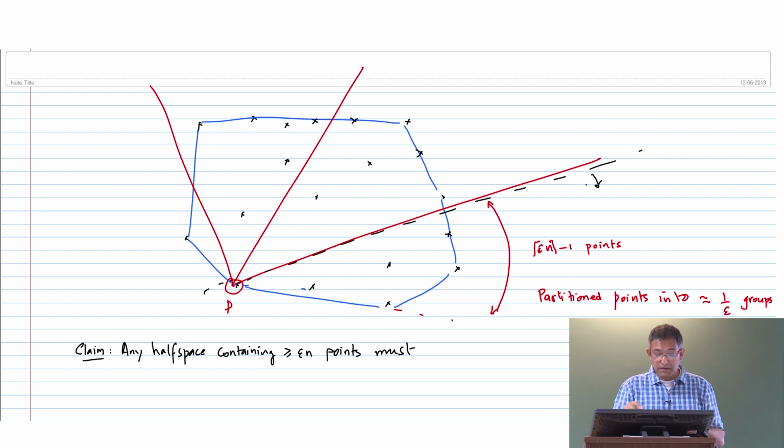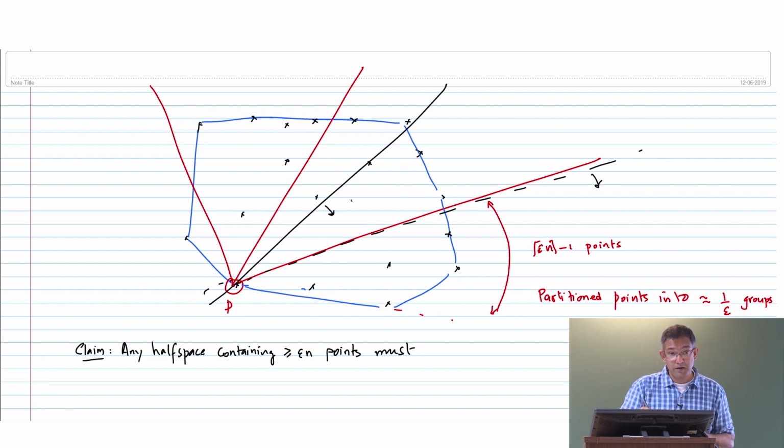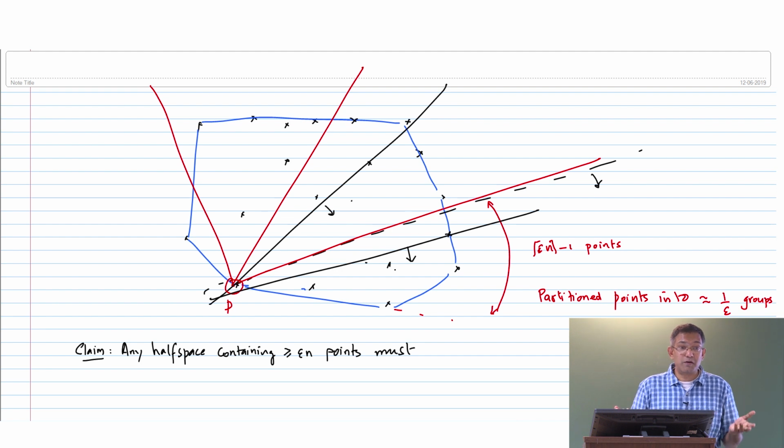Not necessary. The rays. No. All I'm saying is that if you look at any half space that is large, that contains epsilon n points, more than epsilon points, it must intersect at least two of these wedges. It cannot intersect just one, right? It contains points from at least two wedges. So it can look like this. So it contains some points from here and some points from here, right? It cannot look like this where it contains only points below this, because there are not enough points.